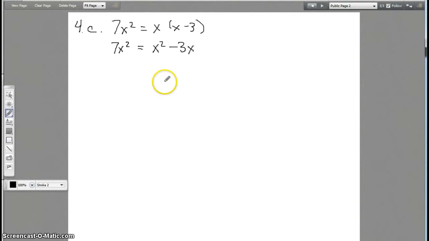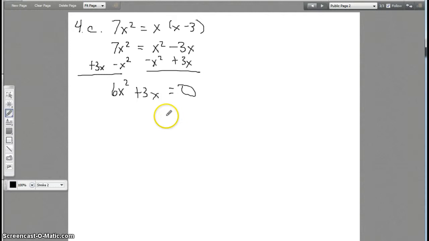Now to put this in standard form, I have to have everything on the left side and a 0 on the right side. So to get a 0 on the right side, I need to subtract x squared and add 3x. So I'm going to do that to my left side also. I'm going to subtract x squared. I'm going to add 3x. So what I'm going to end up with is 6x squared, because 7x squared minus x squared is 6x squared. And then I'm also going to have a plus 3x, and that will equal 0.